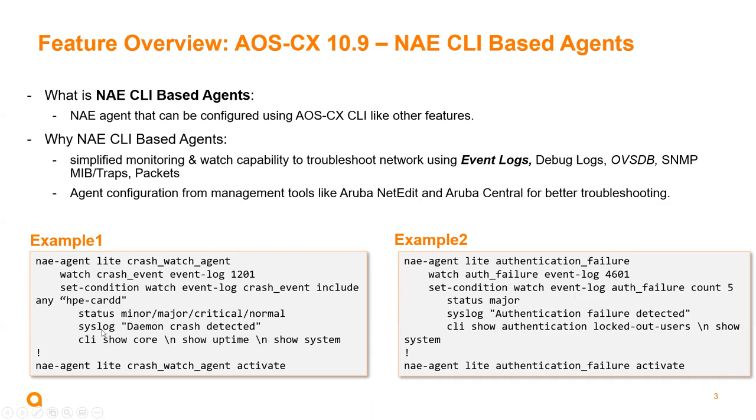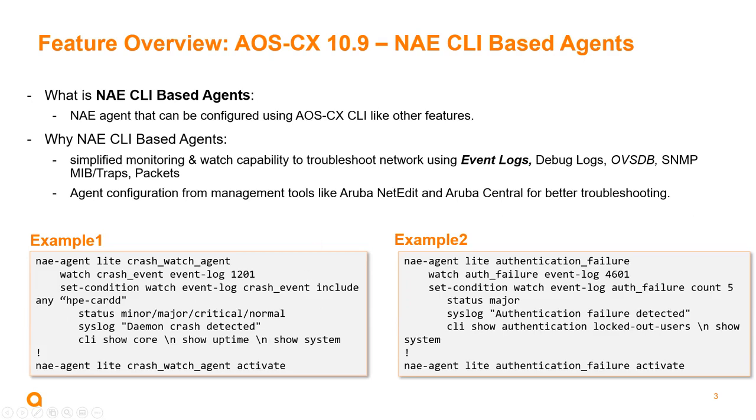Apart from that, you can also add a syslog, which is very useful for an admin. Whenever anything happens, he can write his own user-defined syslog, which is also provided in the NAE agent. There is a show command which you can execute through the CLI. Similarly, you can execute it through the Network Analytics Engine CLI-based agent with a command called CLI, where you can execute one command or a set of commands separated using \n. For example, show core, show uptime, show system, or some of the show commands an admin will issue as soon as he sees any daemon crash. It's the same with user authentication failure.